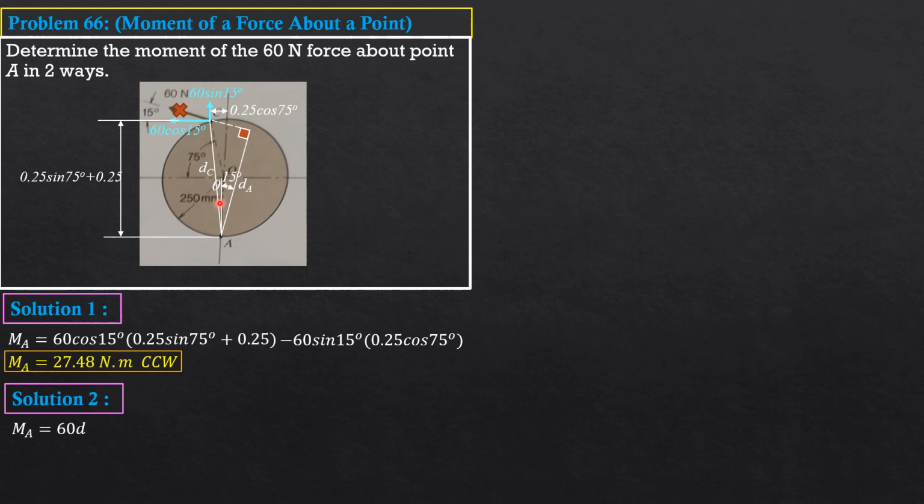So for solution 2, moment at A is 60 times d sub A, where d sub A is d sub C cosine of quantity theta plus 15 degrees. Actually, theta is expected, if you're good in math, to be half of 15, because this arc here subtends an angle of 15 degrees.